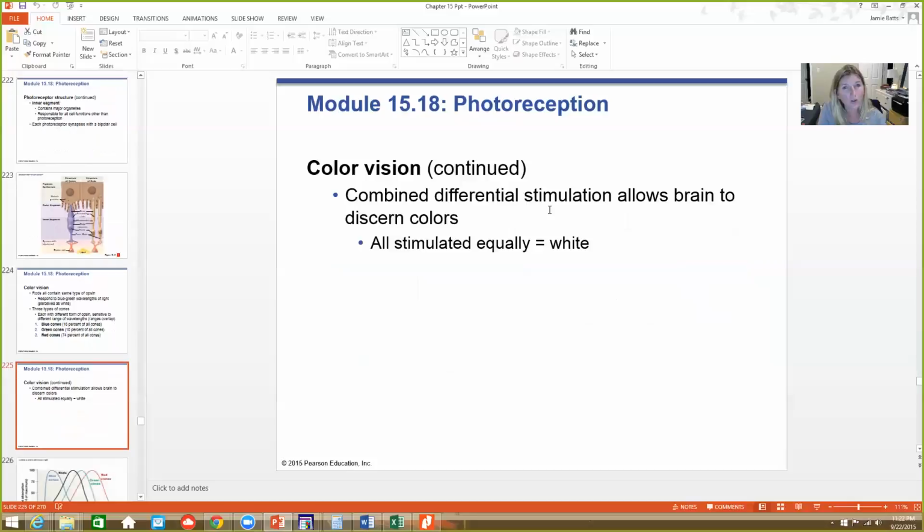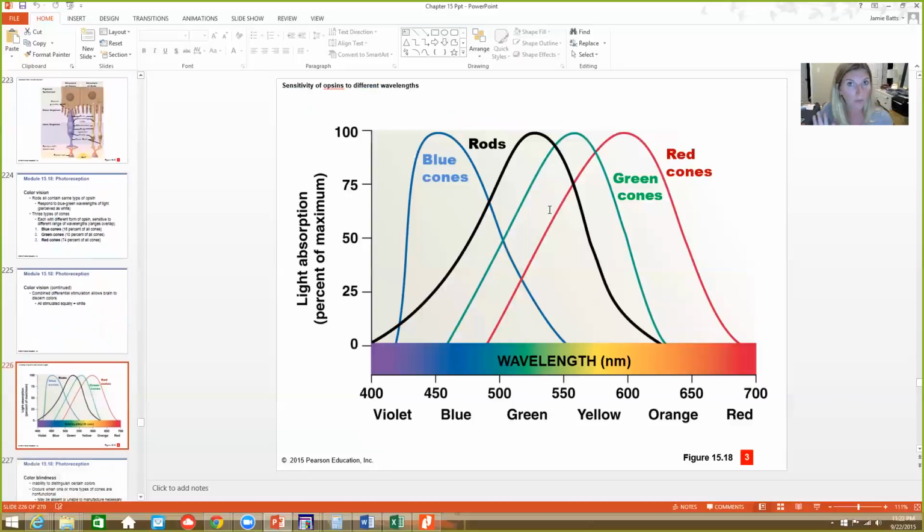Combined with all the other stimulation, this is going to allow your brain to determine color. When they're all stimulated equally, that's when you see white. So again, it's this kind of orchestra of wavelengths that's going to allow you to see violet and aqua and pink and turquoise and seafoam green and daffodil yellow or pale yellow, whatever.